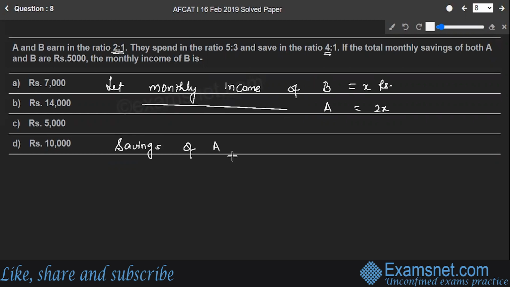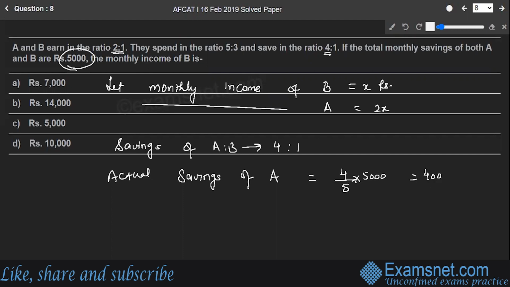Savings of A is 4. So the ratio of savings of A to B is 4:1. So the actual savings, because collectively they save 5,000, right? The actual saving of A is equal to 4 by 5 into 5,000, that is equal to 4,000 rupees. Now the actual savings of B will be 1 by 5 into 5,000, that is equal to 1,000 rupees, right?